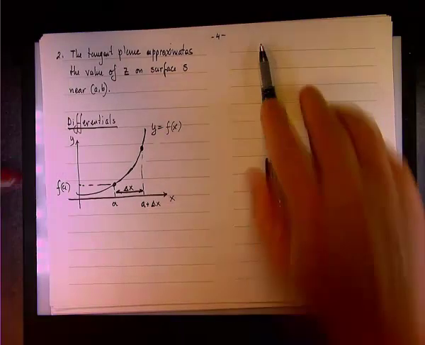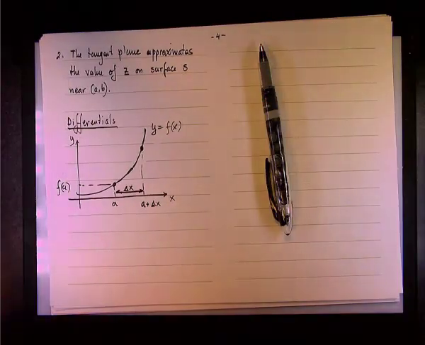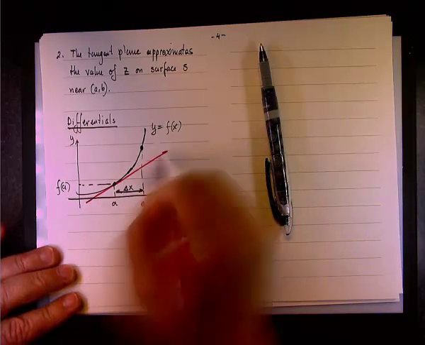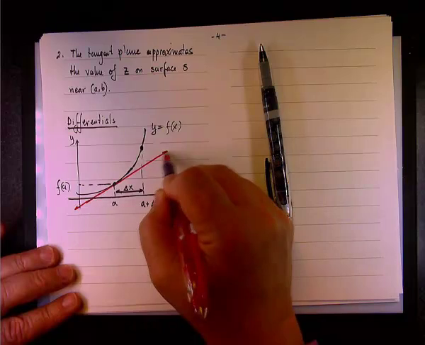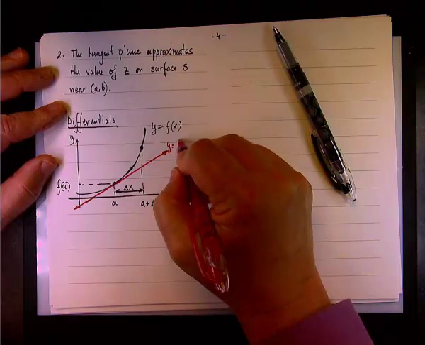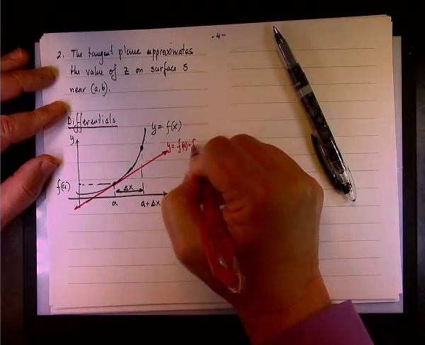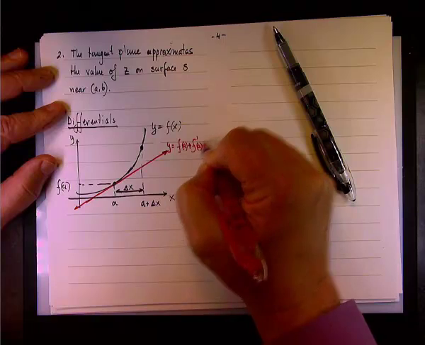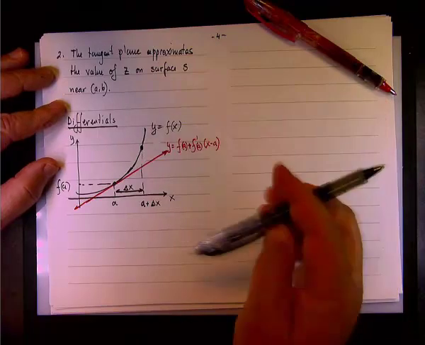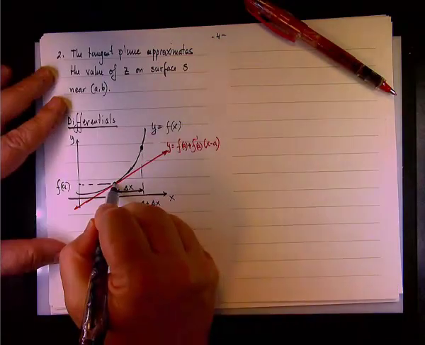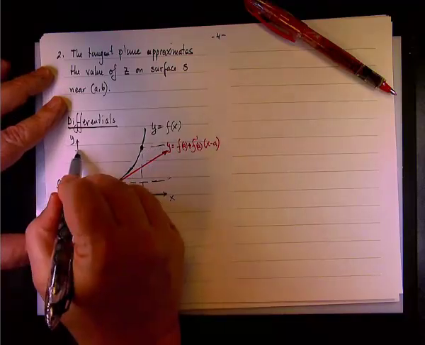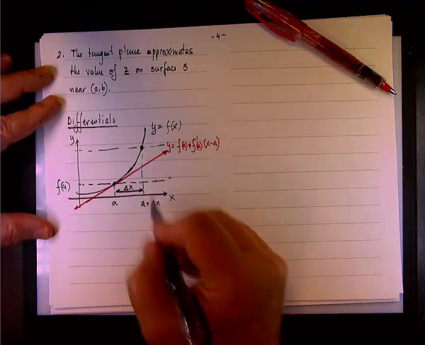Now I'm going to move it and evaluate something right here, and this is a plus delta x. What does it mean? It means that this interval is delta x. Now we draw a tangent at this point right there, and this tangent is the equation y equals f of a plus f prime evaluated at a times x minus a.